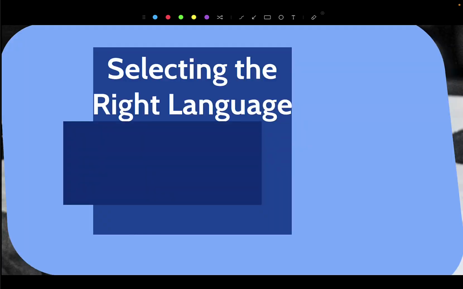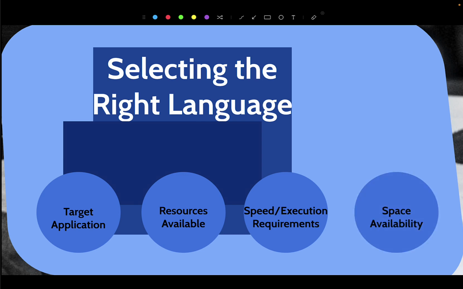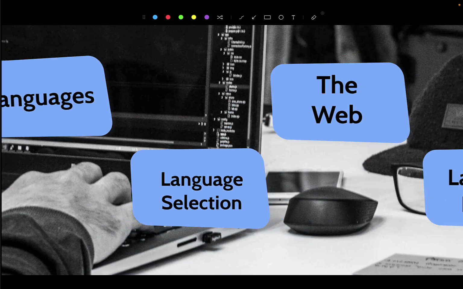So selecting the right language involves a couple of design options and configurations. You might be working as part of a team. You're going to look at the target application, whether it's something web-based or running on a smartphone. So there's a lot of things to look at. Different resources might be available. Resources could include knowledge of the programmer and what programming languages they're familiar with, speed and execution requirements, and space and availability. So these are some of the things to consider in selecting the right language.